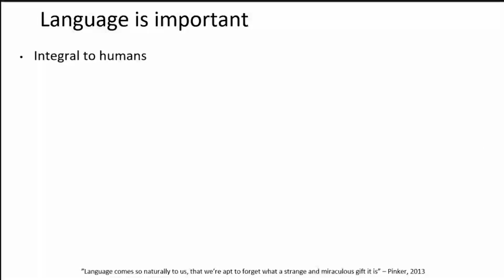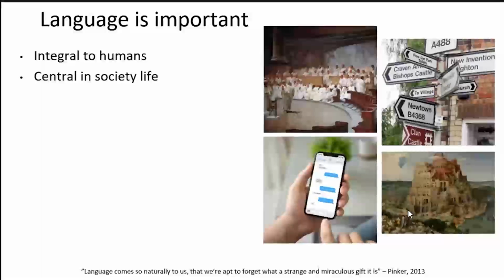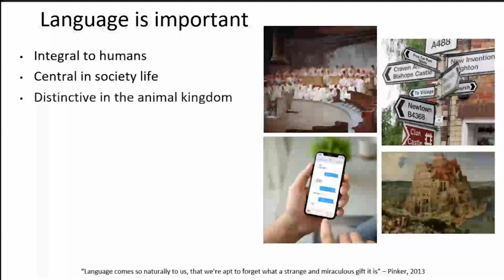The Steven Pinker quote, I don't know if you can see it, is that language comes so naturally to us, we're apt to forget what a strange and miraculous gift it is. We use language every day, right? It's central in social life, right? You can't have a functioning democracy or government without language, signs, phones. The myth, the Tower of Babel story, is obviously about languages and what happens when we don't have a shared language: our society falls apart.